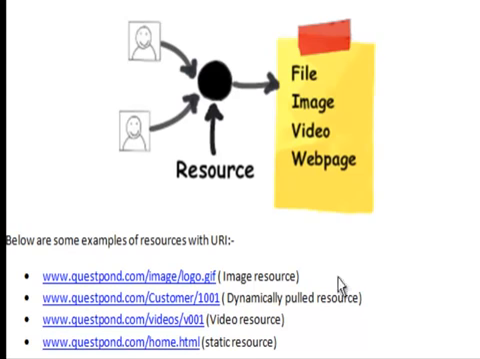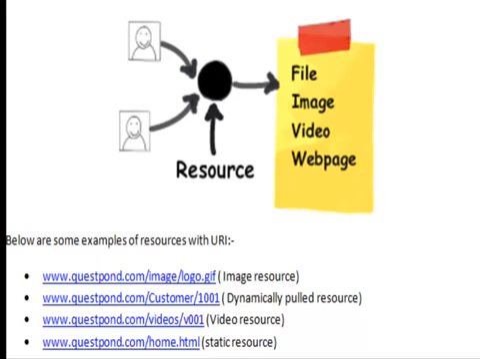So for example, below are some examples of how a resource would look. If I want an image resource, then it will be www.questbound.com/image.logo.gif. So this is an image resource. If it's a dynamically pulled resource, then it can be www.questbound.com/customer1001. If it's a video resource, it can be something else. If it's a static resource, it can be something else. But whatever it is, at the end of the day, in REST, everything is a resource, or whatever data you want from the net is a resource, when you look from the REST point of view.